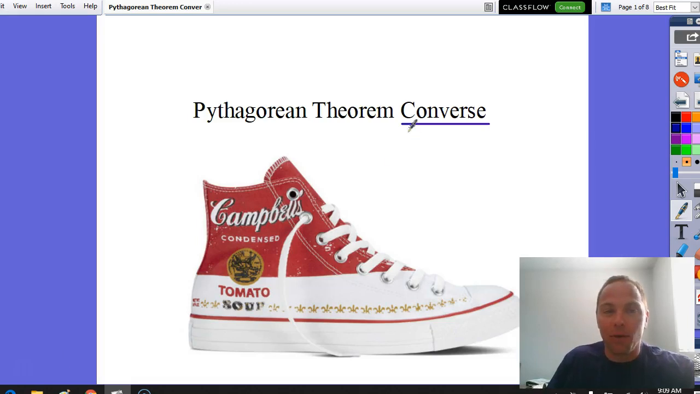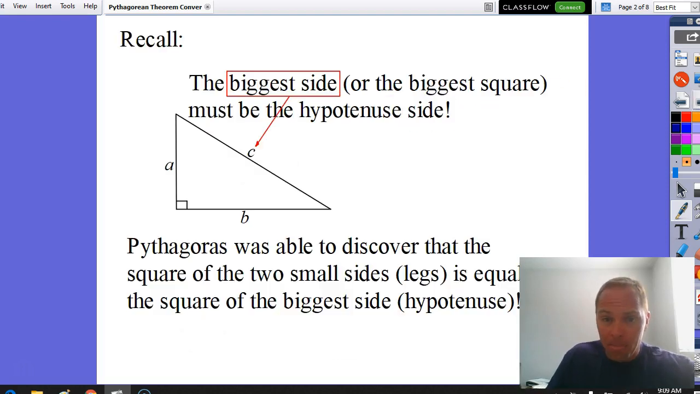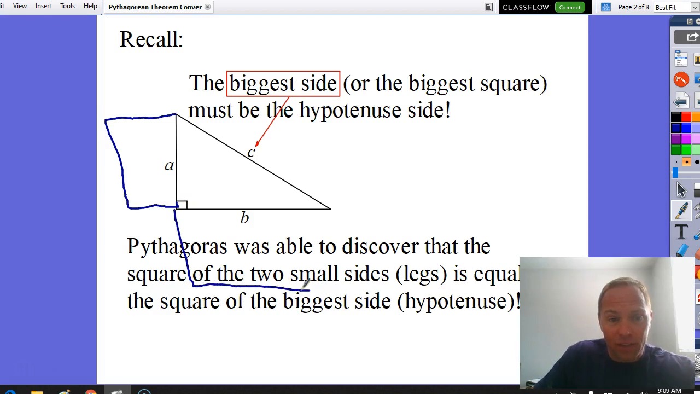Hey guys, today we're going to be going over the Pythagorean Theorem converse. Now the converse is a little bit different than the Pythagorean Theorem itself, and you'll see why in a second. Now Pythagoras was able to discover that when you square the two small sides, the square of this and the square of this, and you look at that as small area plus another small area, you are able to add them together to make the big area, provided that the triangle is a right triangle.